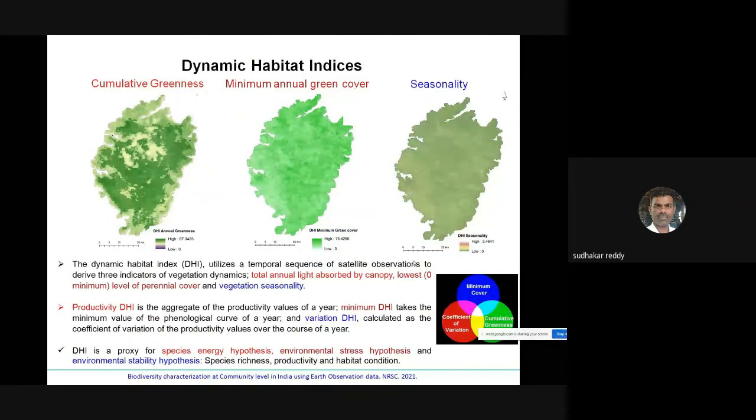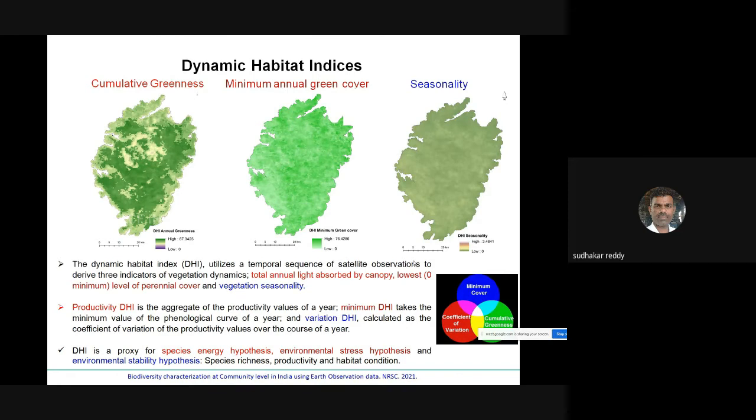Very recently, researchers from NASA as well as from other countries have given the highest emphasis to indices known as the dynamic habitat indices. Basically, the dynamic habitat indices cover three components of productivity. One is cumulative greenness. Here we are making use of high temporal remote sensing data, and it will accumulate all the greenness on a daily basis, so we can identify areas which have a high amount of greenness in a given annual period.